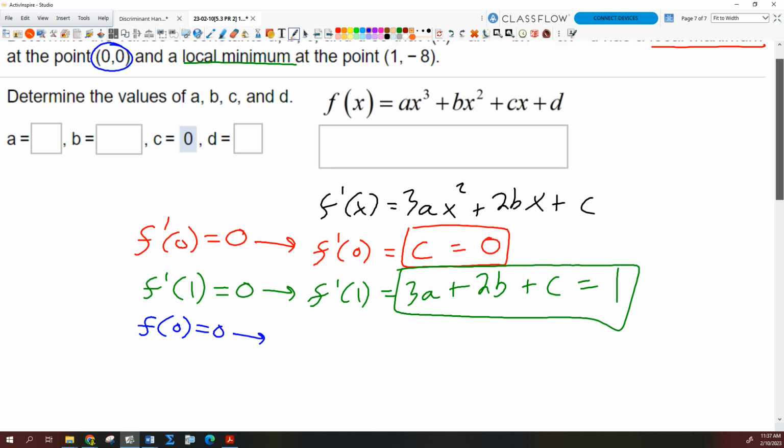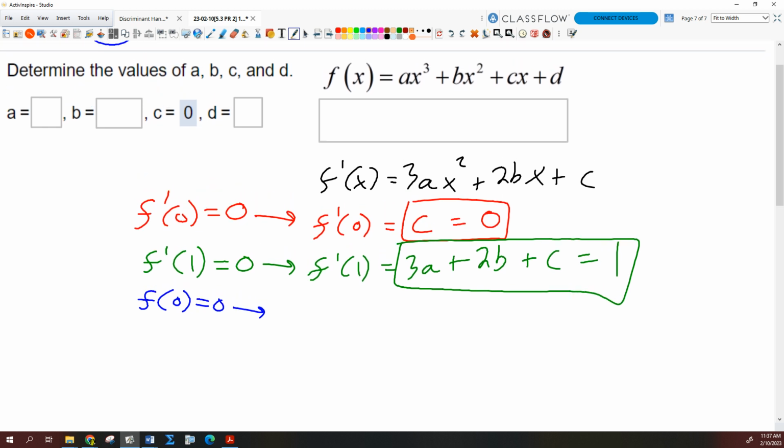Okay, so what's that tell us? Well, there's f of x. So f of 0 is 0 plus 0 plus 0 plus d, right? So d equals 0.